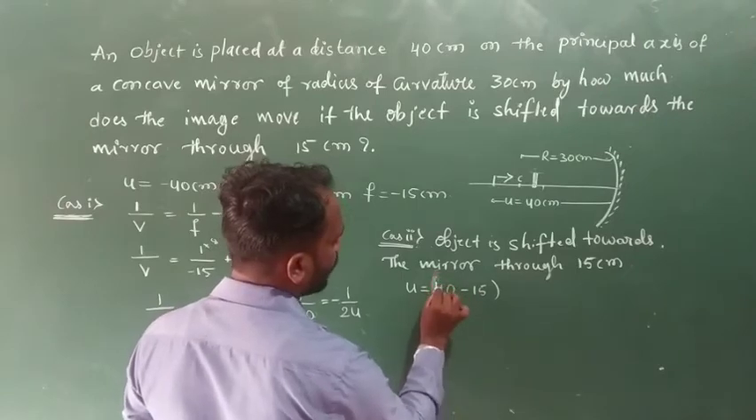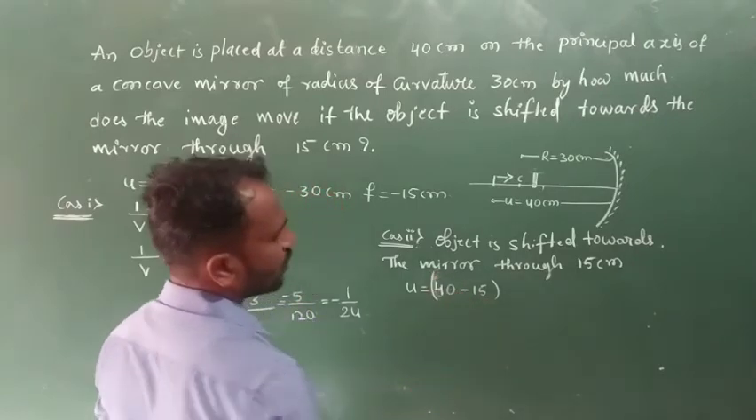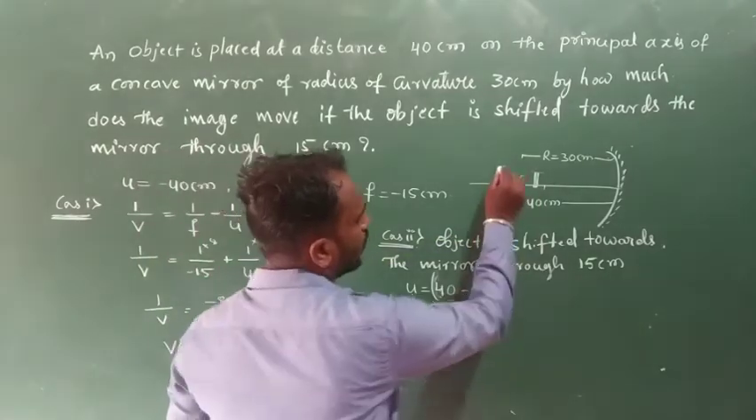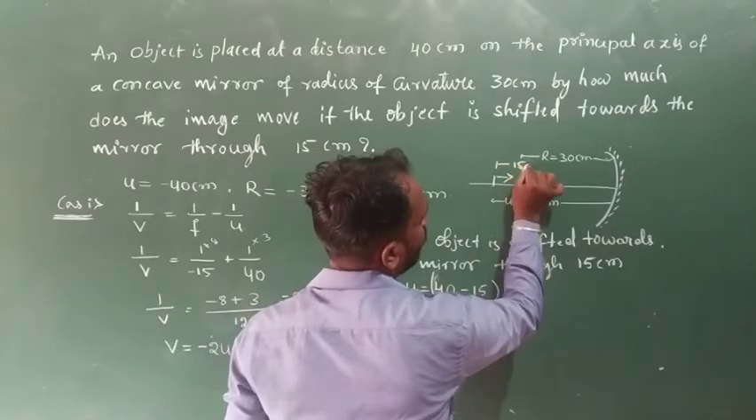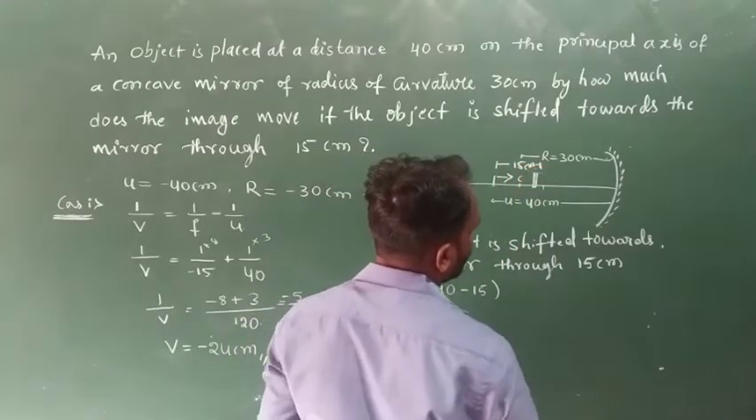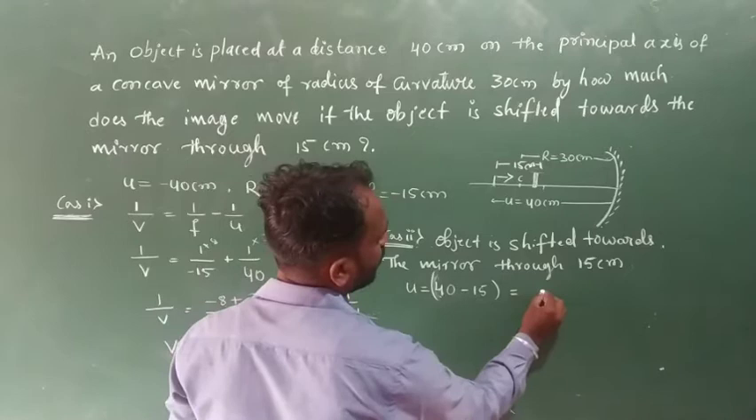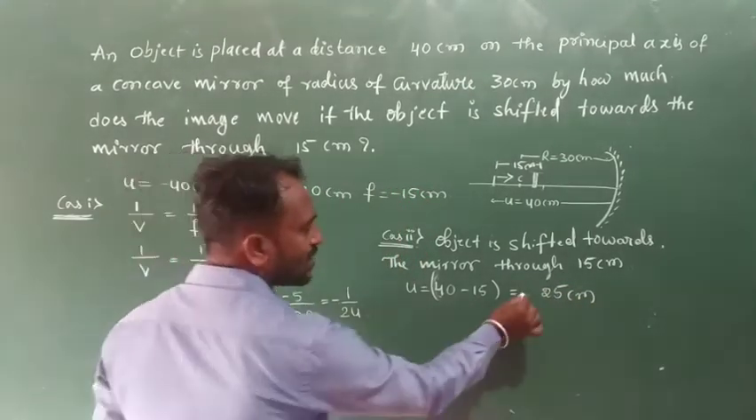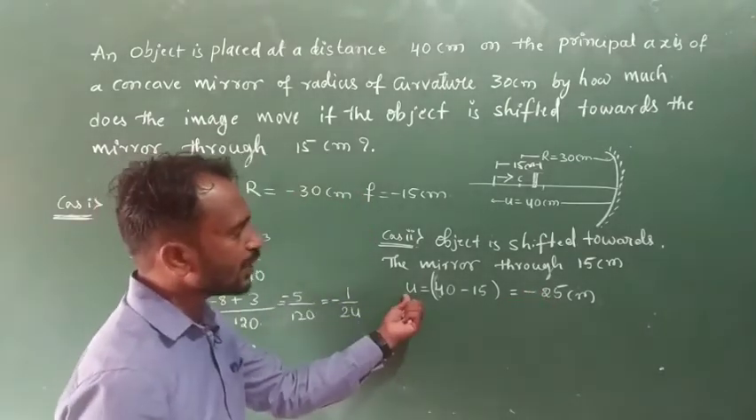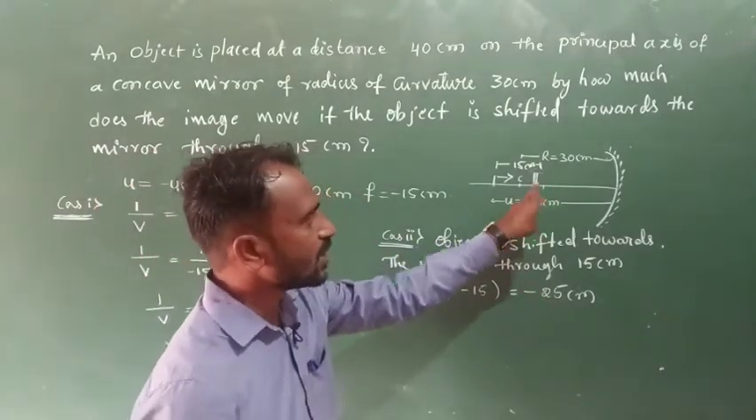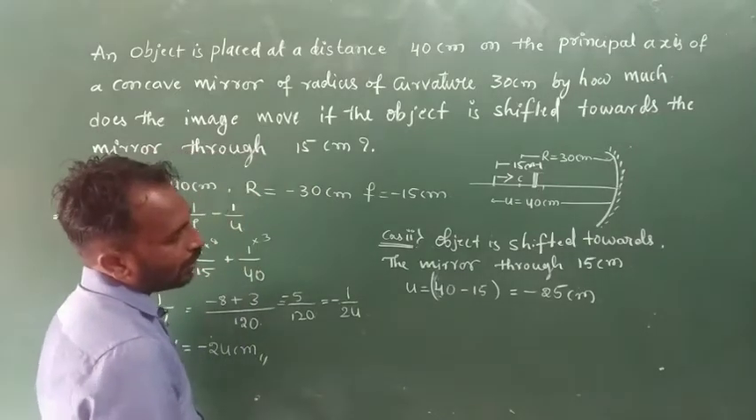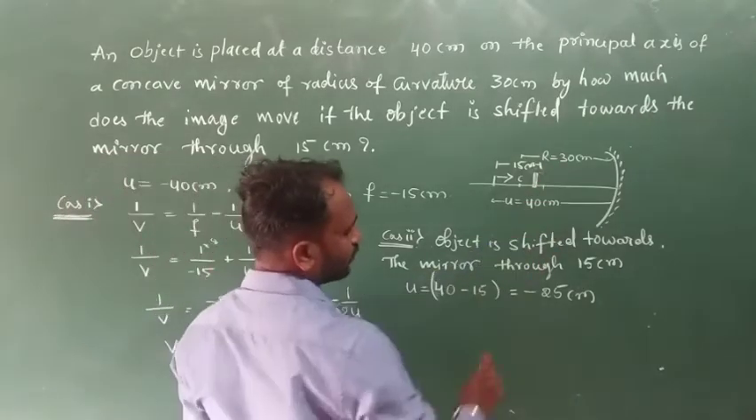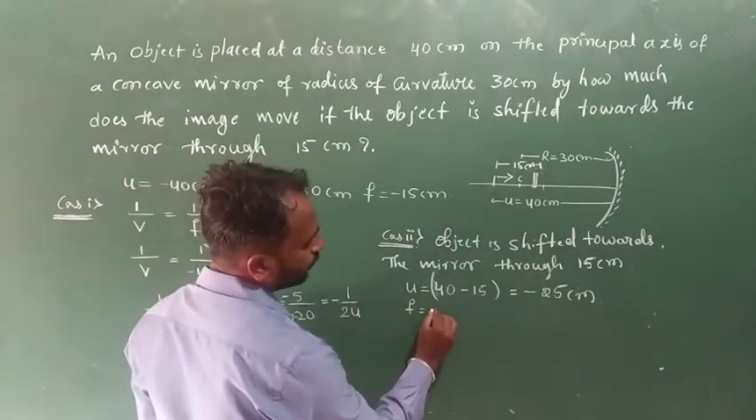40 minus 15. Why do we consider minus 15 here? Because the object shifted towards the mirror, so this distance we consider 15 centimeter. So here we get 25 centimeter. This one is negative, why? Because this is the object distance, it is present in front of the mirror. Next, the focal length remains the same.